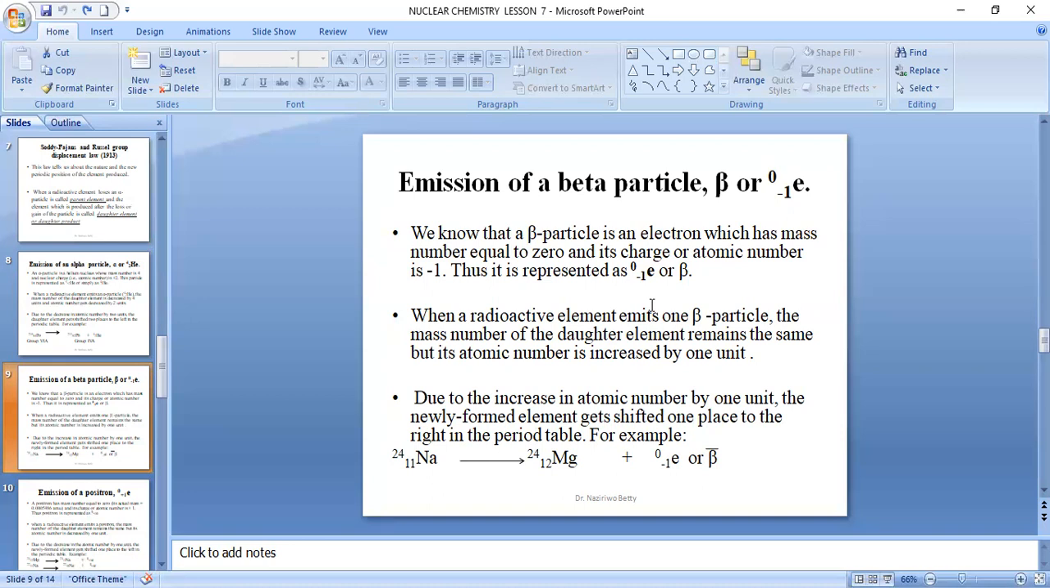Due to the increase in the atomic number by 1 unit, the newly formed element or the daughter element gets shifted 1 place to the right in the periodic table. An example is sodium-24 with atomic number 11 disintegrates into magnesium-24 with the atomic number 12 with an emission of a beta particle. So there is an increase in the atomic number of the daughter element by 1.